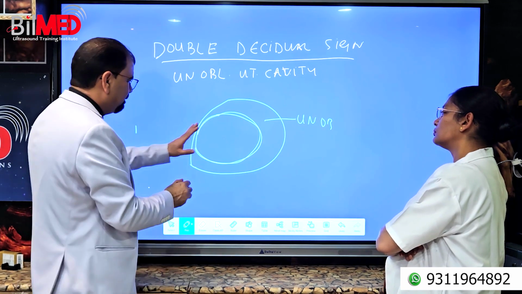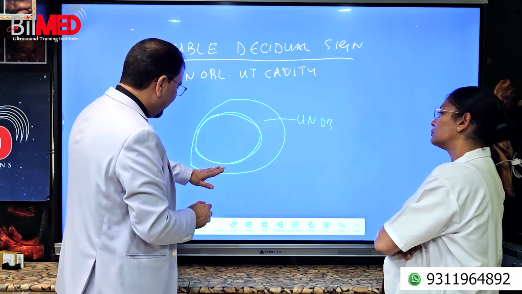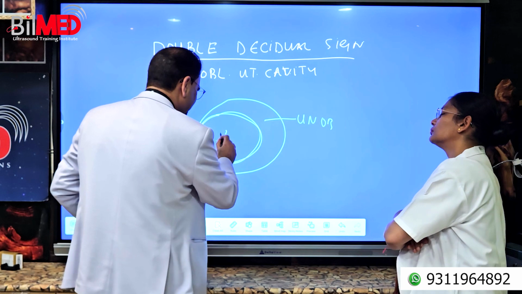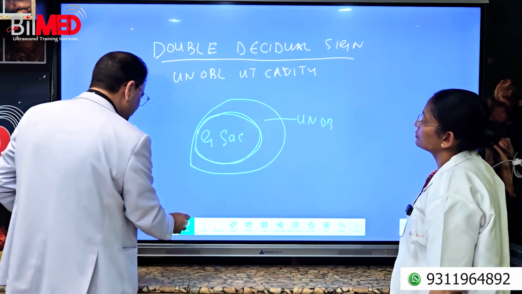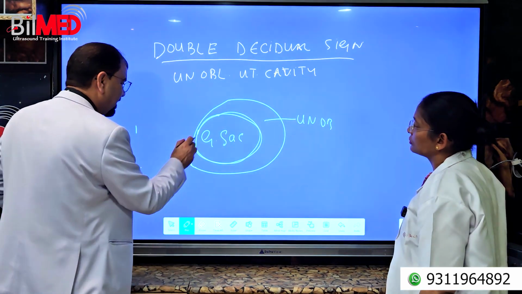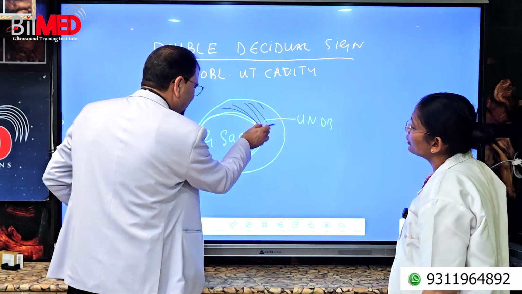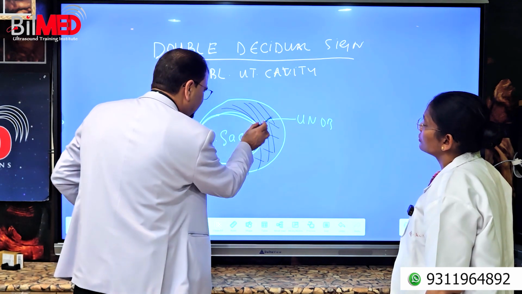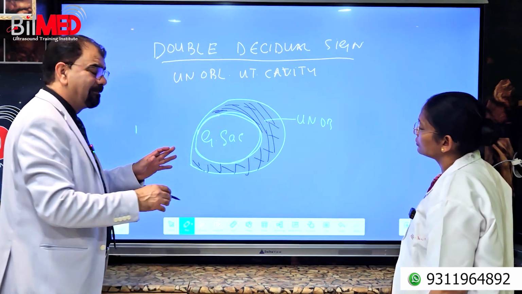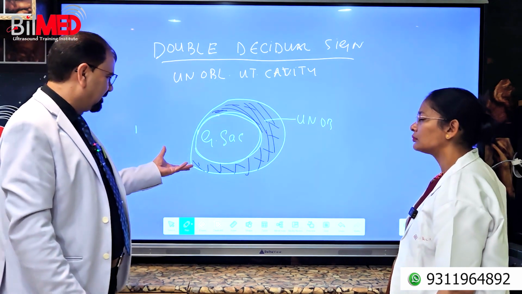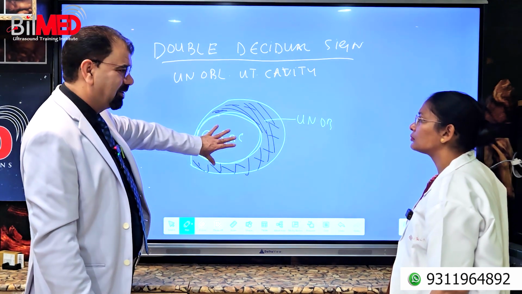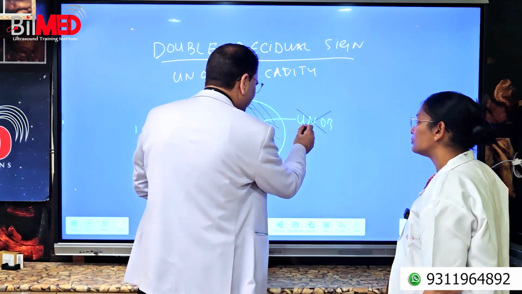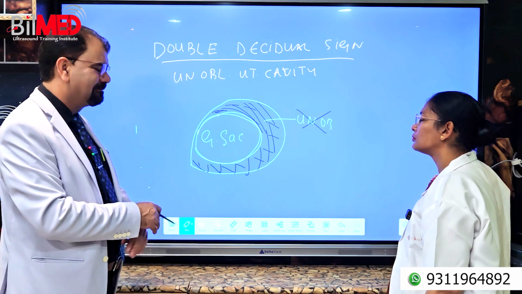You will see a black part over here which is surrounding the gestational sac. This is the gestational sac. Now you will see something black which is surrounding this, because an unobliterated uterine cavity on ultrasound will look black. Now I am putting this picture, not actually the ultrasound picture, but the representation of the ultrasound picture. You tell me, if you do not know that this is an unobliterated uterine cavity, what will you label this as?